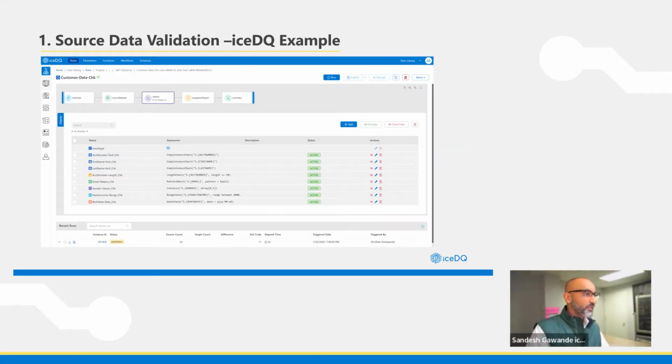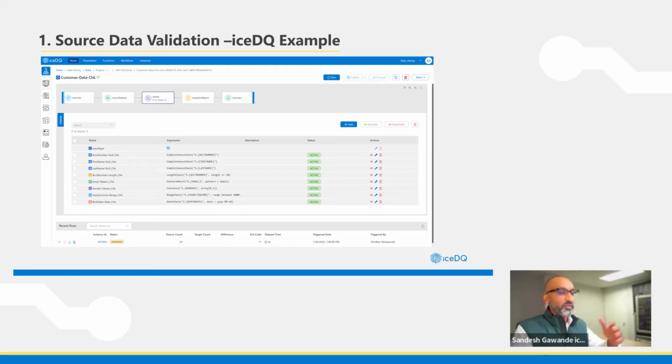If you look at this, here we have a screenshot of iceDQ, and what it is doing is I have taken a source data set, the validation customer data, and I have created different rules on it. Completeness: is the account number there or not? Length: account number should be 10 digits. The gender should only contain male and female. Range: yearly income should be between 4,000 and 5,000.